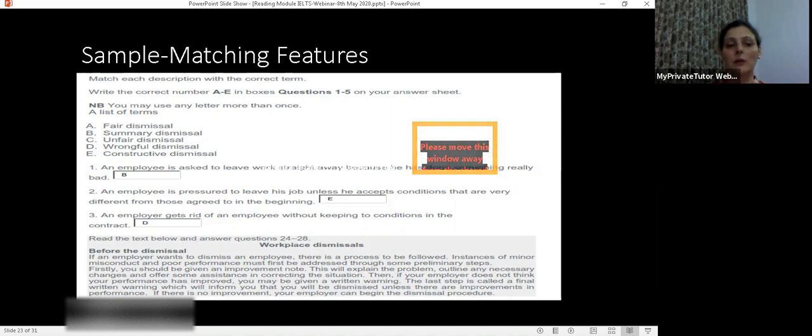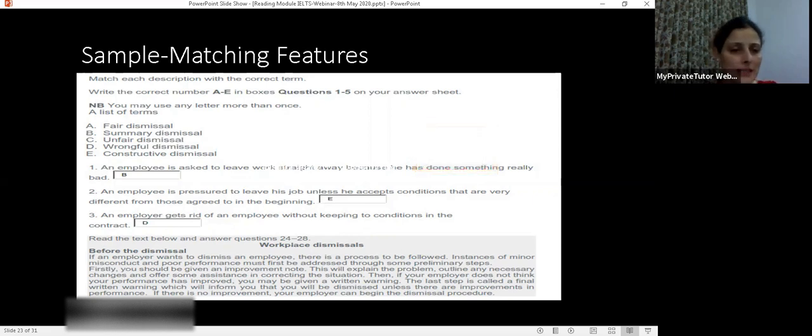First, read the blank. An employee is asked to leave work straight away because he has done something really bad. Okay, just read the paragraph. If an employer wants to dismiss an employee, there is a process to be followed. Instances of minor misconduct and poor performance must first be addressed through some preliminary steps. Okay, now we are getting the answer from these two lines. Again, go for the question. An employee is asked to leave work straight away because he has done something really bad. So from the options, just match it.